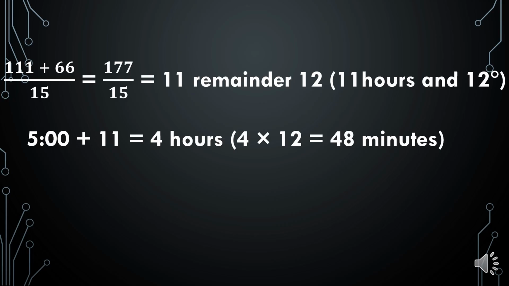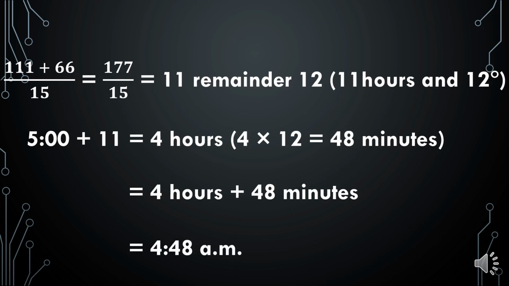We're going to now multiply our 12 degrees by 4 to convert it into minutes. We get 48 minutes, and when we add our 48 minutes to the 4 hours, we're left with a time of 4:48 a.m.